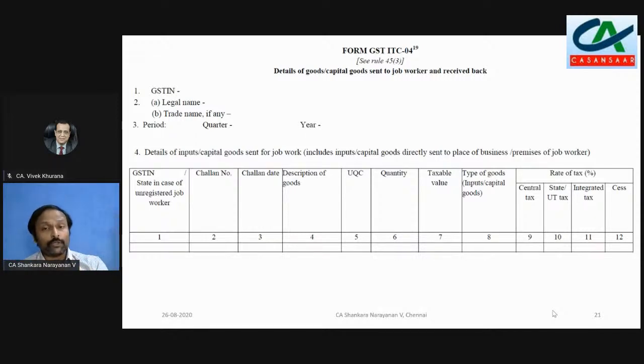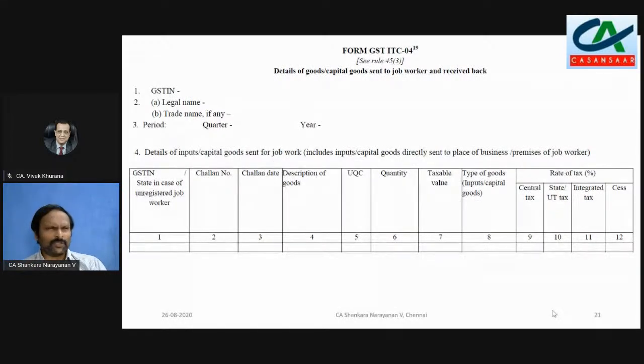So from that respect also, it becomes important for us to file ITC 04 to communicate to the department that we are dealing with such a job worker. Hence in this ITC 04, table 4, we are giving away the details of whatever has been sent by us. Now you can see that tax is also there. Why is this tax there? As I said earlier, we are supposed to give the approximate value of what is going.